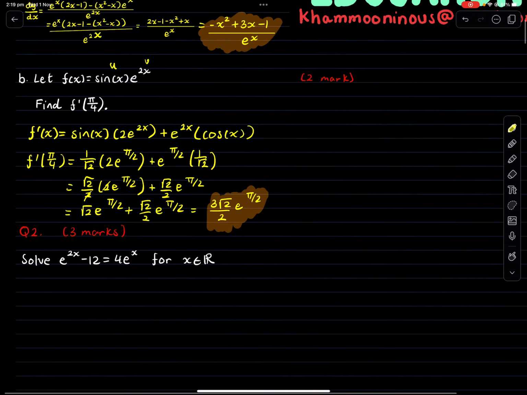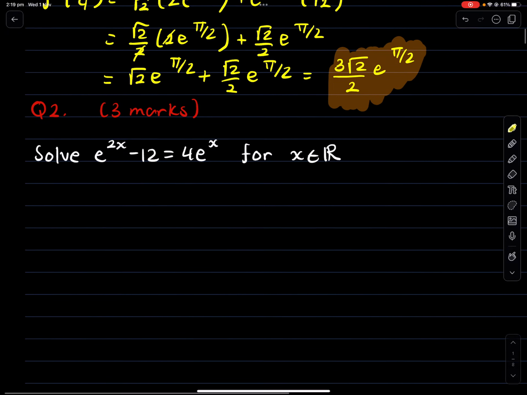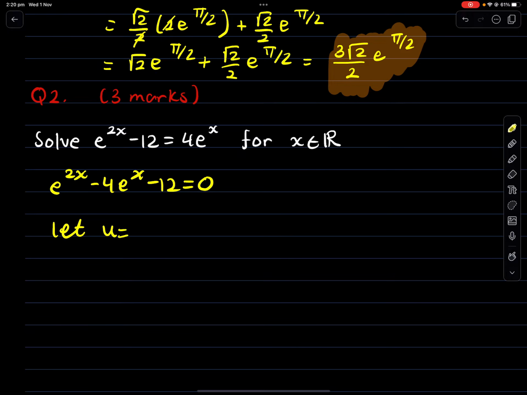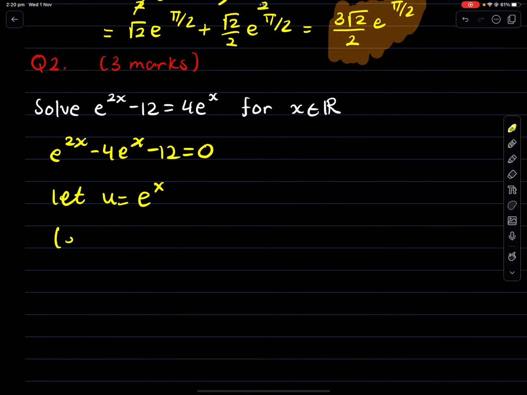Next question. Question 2, 3 marks. Solve e^(2x) equals this, for x an element of all reals. Okay, so I'm going to bring everything to the left. So this will be minus 4e^x minus 12 equals 0. So I'm going to let u equal e^x. So this over here is just (e^x) squared minus 4e^x minus 12 equals 0.